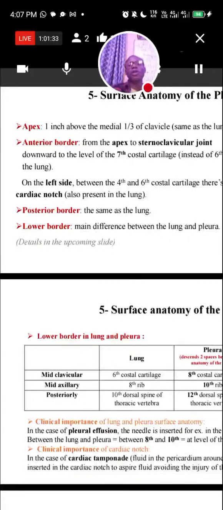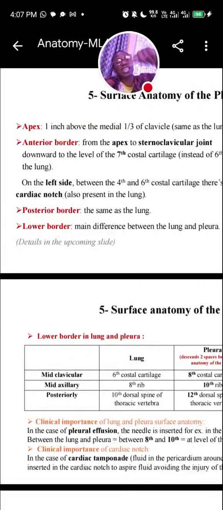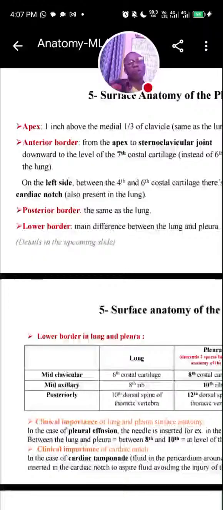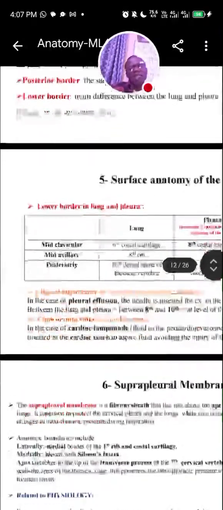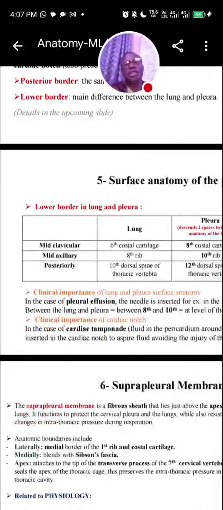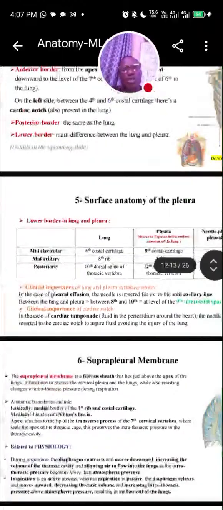Now, the important thing here is, remember, there's a video where we said for every anatomy, there is something that the examiners are after. The same thing with pleura. The important thing here is the Paul: posterior border, anterior border, upper or apex border, lower border. That's all.